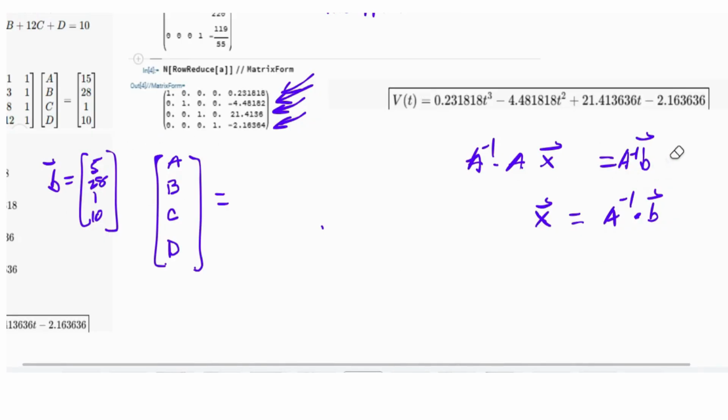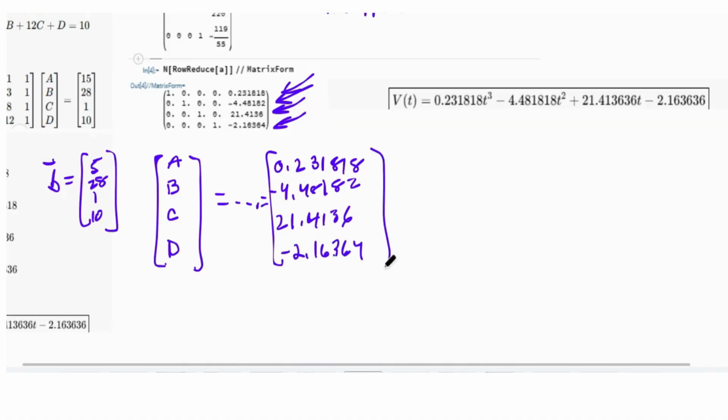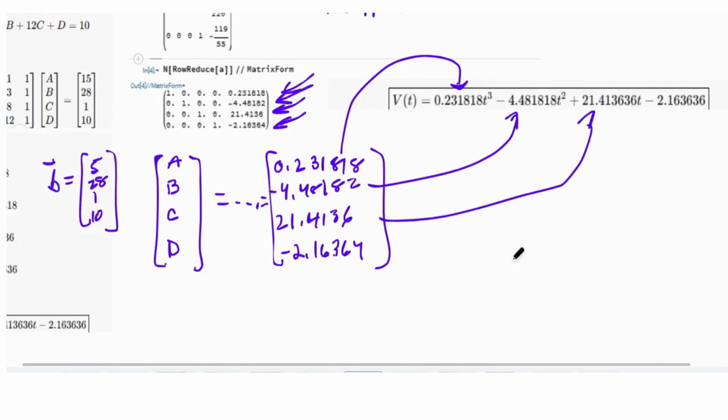we get the ABCD, and once we get those, but again, you're going to be using technology, so no worries. I'm going to put a dot here to show the 3 dots. For that you're going to get A is 0.231818, B is equal to negative 4.48182, C is equal to 21.4136, and then D is equal to negative 2.16364. And then we just plug them in, right? That was your A, that was your B, that was your C, and that was your D. So hopefully that makes sense.